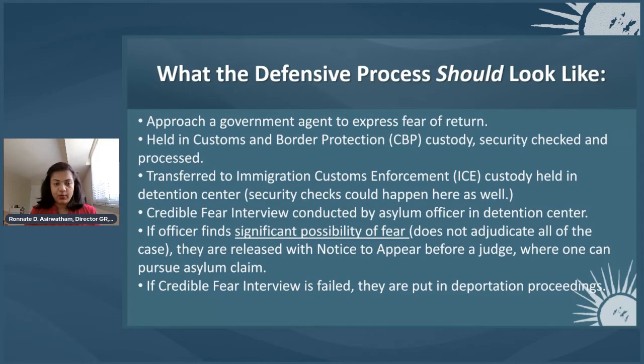So usually what the defensive process should look like is when an individual crosses the border or at the port of entry, approaches a government agent to express fear of return. Once they express that fear, they're usually held in Customs and Border Protection custody, their security is checked, then they will be transferred to the Immigration and Customs Enforcement.